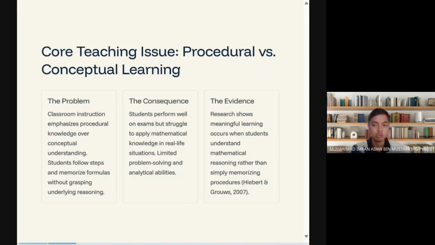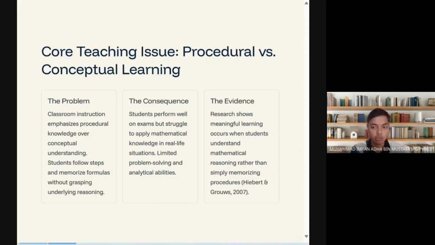So the emphasis on procedural learning suggests that assessment practice may also encourage surface learning. Therefore, assessment systems must be designed to evaluate conceptual understanding and reasoning skills rather than focusing only on the correct answer.